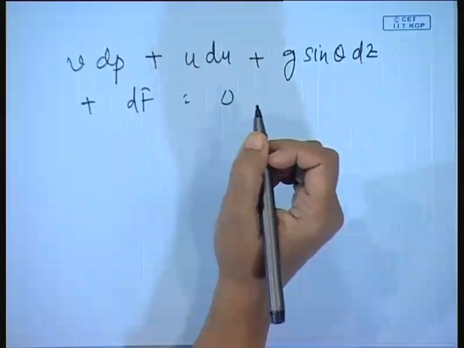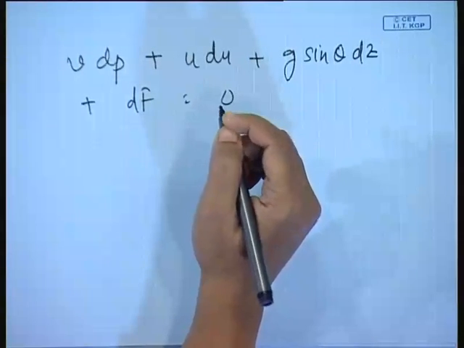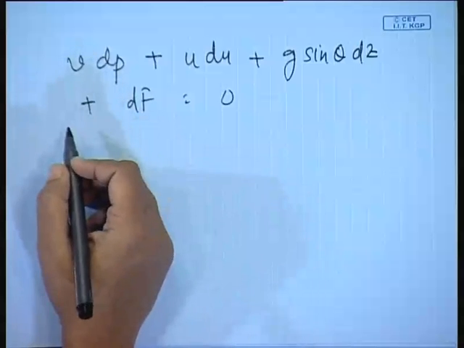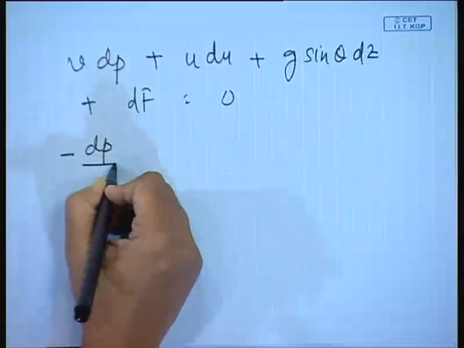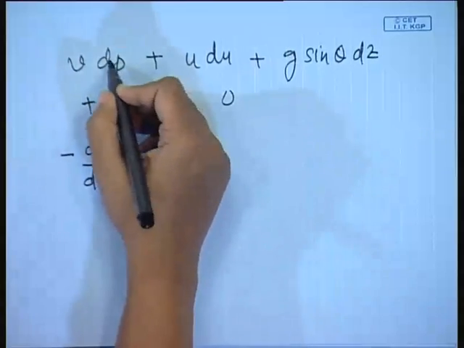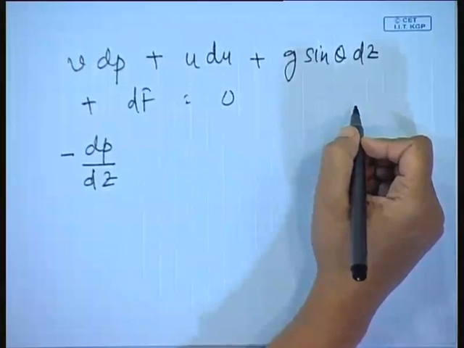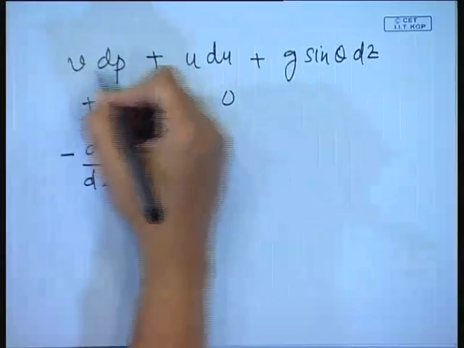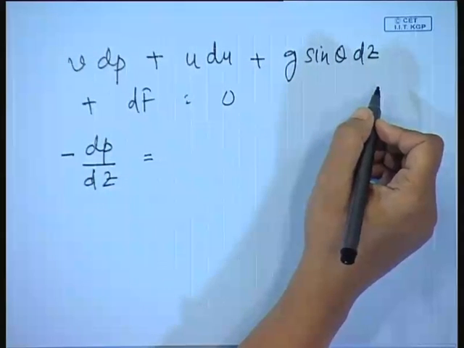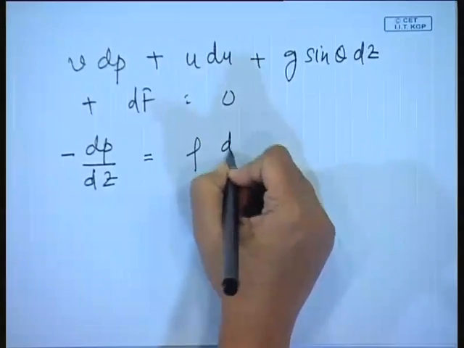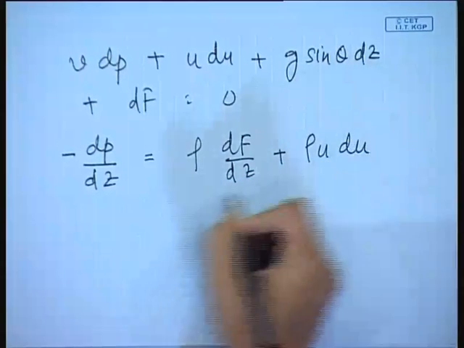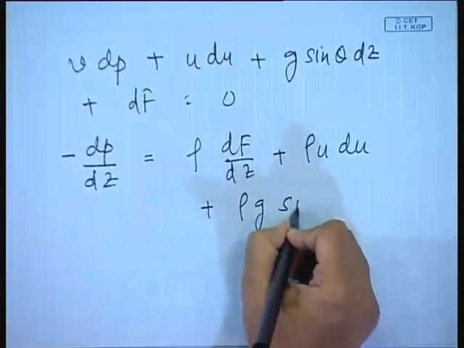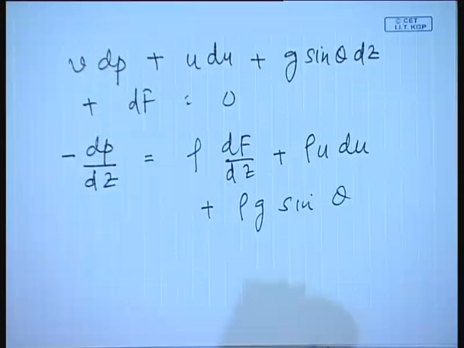You must also have obtained the same derivation. In other words, if you divide throughout by dz, we get something like, see if you are getting this or not, minus dp dz, if we take dp dz to the other side. We can divide throughout by v, and v is nothing but 1 by rho. So this becomes rho df dz plus rho u du plus rho g sin theta. Yes or no? Okay, fine.